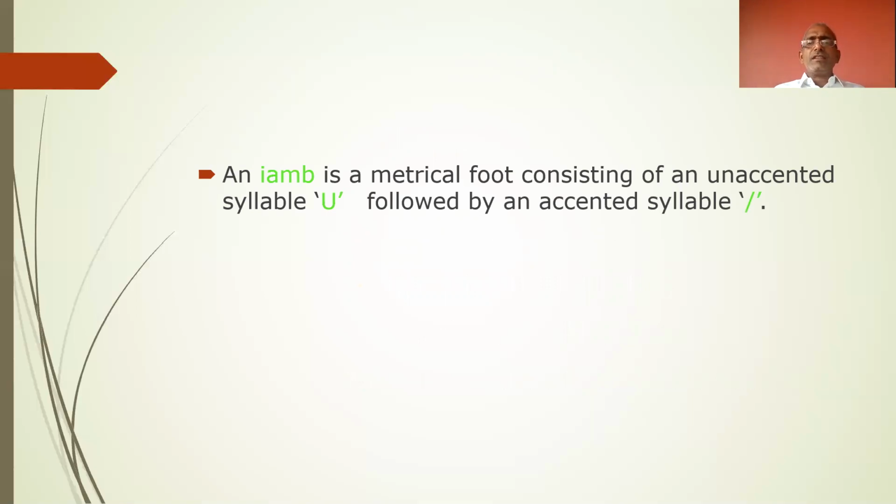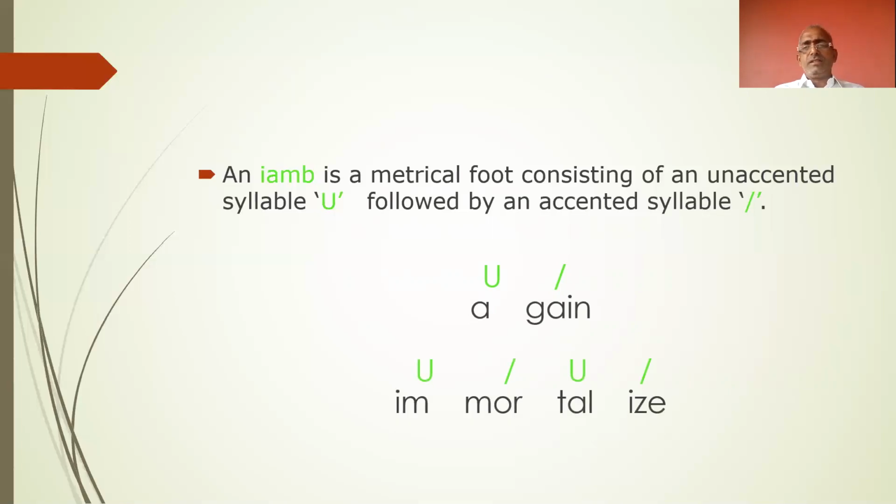An iamb is a metrical foot consisting of an unaccented syllable followed by an accented syllable. In the PPT, you will notice the symbol U that represents an unaccented syllable, and the slash symbol that represents an accented syllable. So you will notice how it is written, accentuated or pronounced. We have just one clause from a sonnet, 'again immortalize'. In that manner, the first syllable is unstressed and the second is stressed.